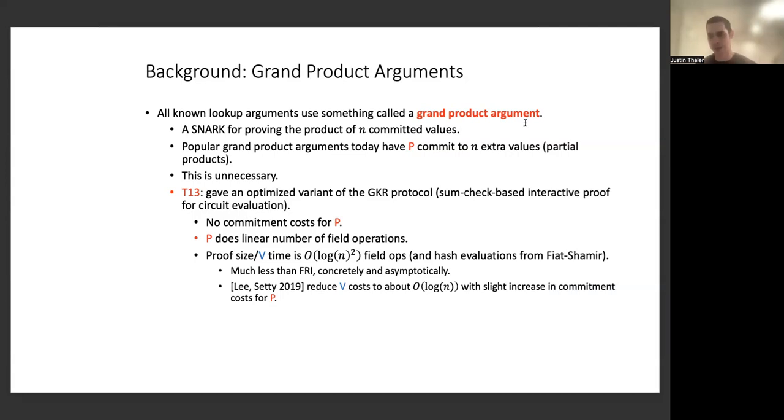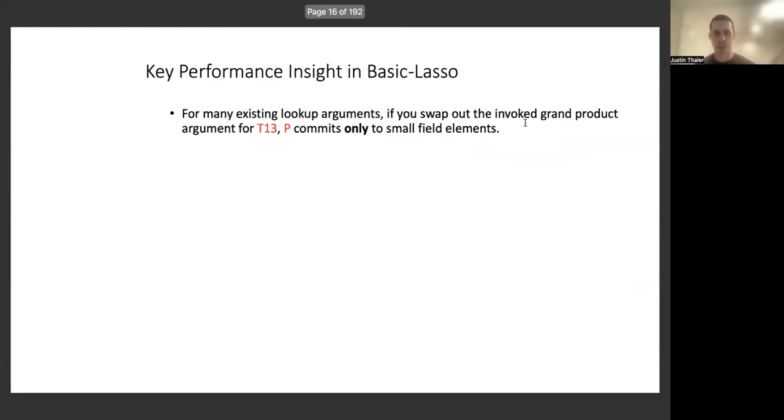At a very high level, and I'm not planning on going into more detail than this, you can basically take some existing lookup arguments and swap out the grand product argument to use either this zkR based one or the variant from Setty and Lee. The key observation is that the only reason the prover in the current lookup arguments is committing to random field elements is because these partial products involve randomness. So you just get rid of that.